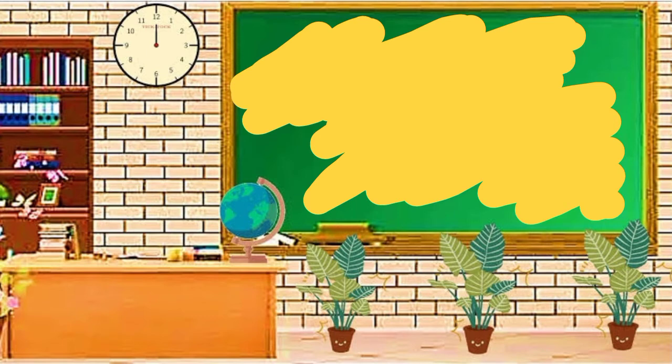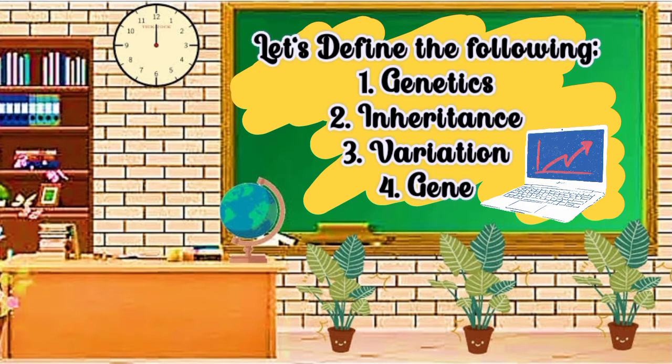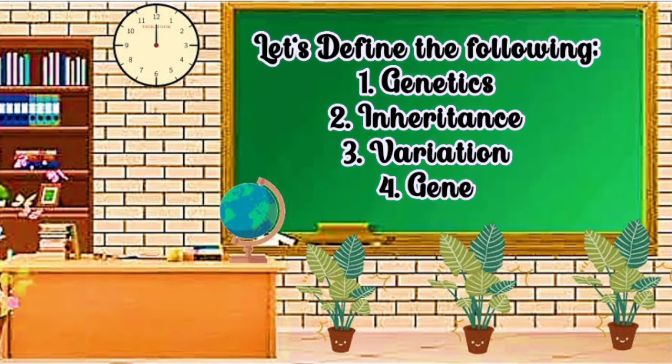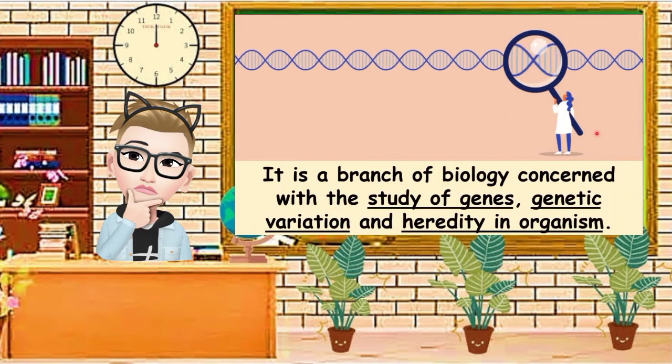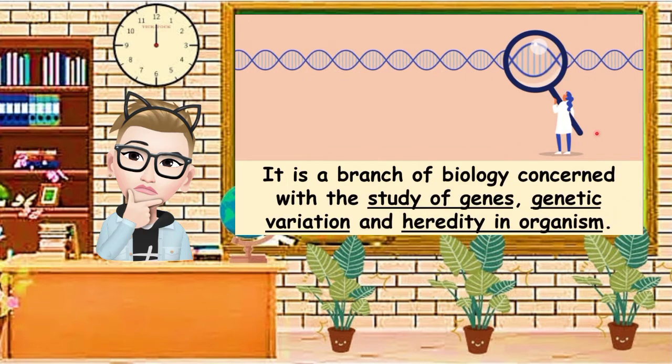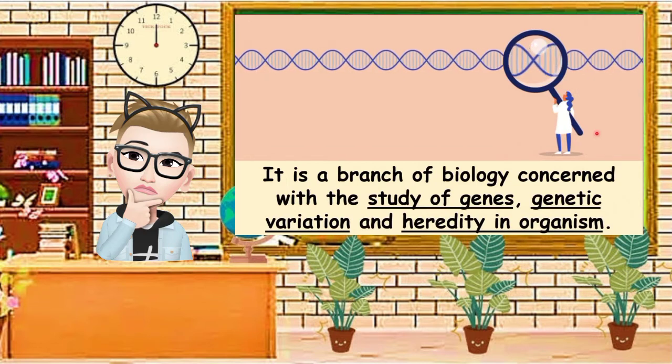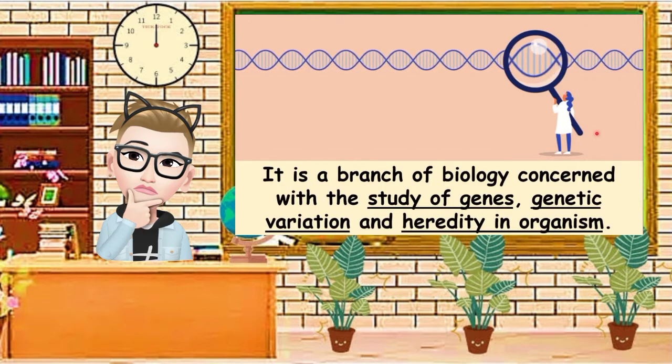Alright, before anything else, let us first define different terms that you might encounter along this video. Number 1, genetics. Number 2, inheritance. Number 3, variation. And number 4 is gene. Let's start with number 1. It is a branch of biology concerned with the study of genes, genetic variation, and heredity in organisms.